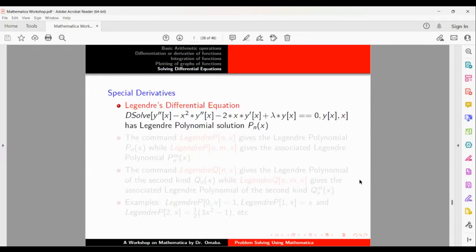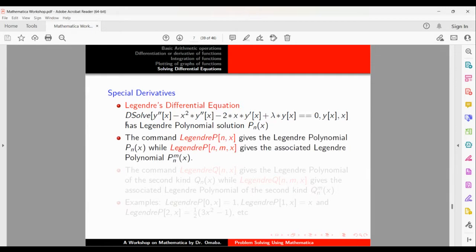So here we have some special derivatives that we learned in class. If you use dsolve to solve this differential equation, the Legendre differential equation, it tells us that the solution is some special function. So this is the Legendre polynomial, which will be the answer. This is what we are learning in class now for those in 301.